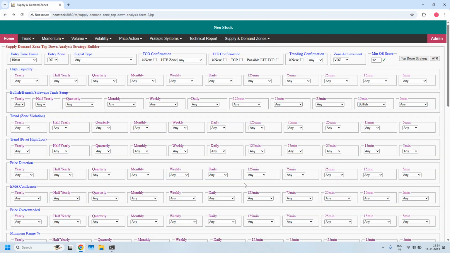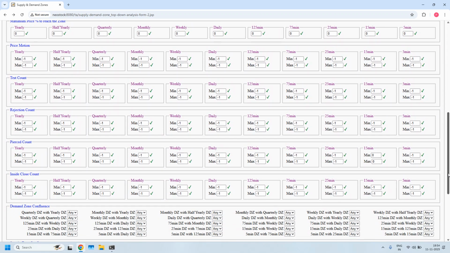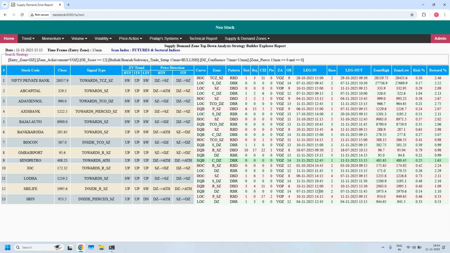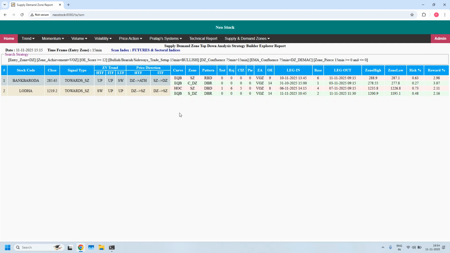So as per the first strategy, first step, LTF and ITF demand zone confluence, that is 15 minutes and 75 minutes demand zone confluence. After applying the filter, we got 13 stocks. In all the 13 stocks, ITF trend is uptrend. Let's again filter based on EMA confluence at 75 minutes demand zone with daily EMA. Let's filter. We got only 2 stocks.